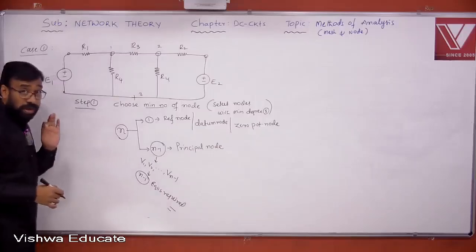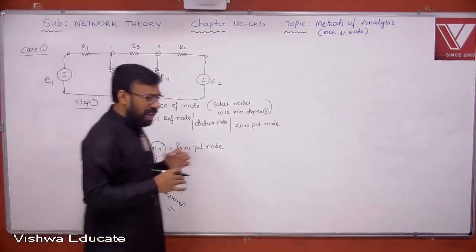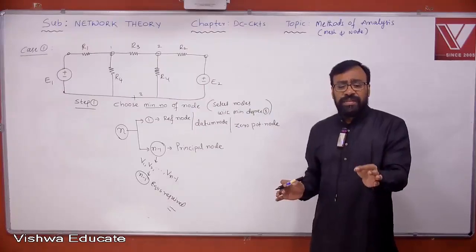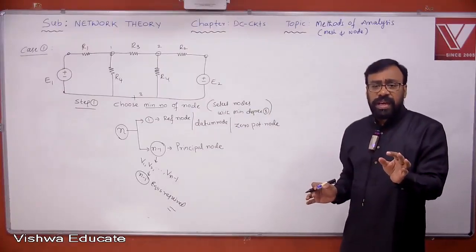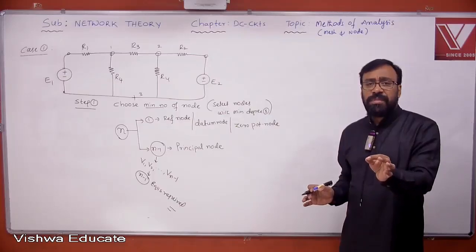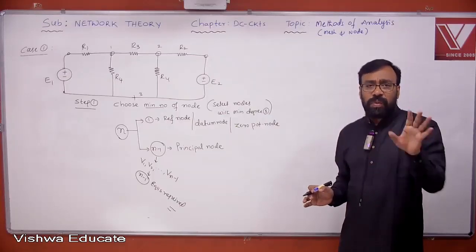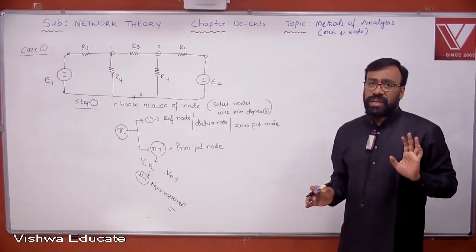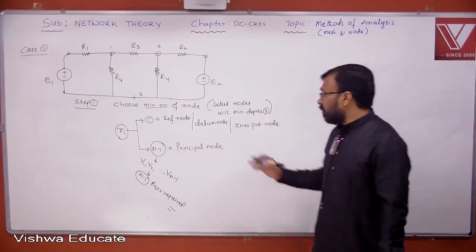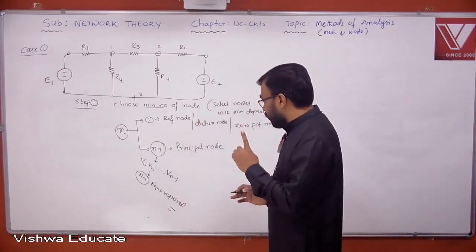Okay. It's a very, very important point to be observed. So you give me any network, I can immediately identify in the first instant itself the minimum number of equations required to solve that network. How many nodes are required? That's it, simple. Out of this, you choose one node as a reference node.